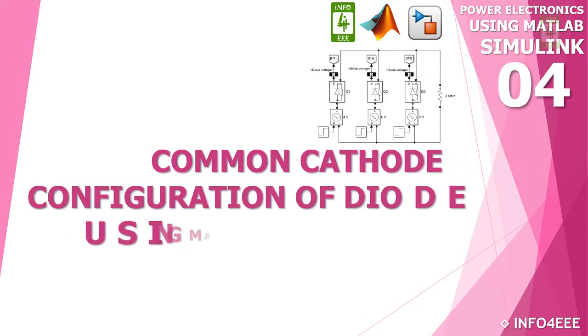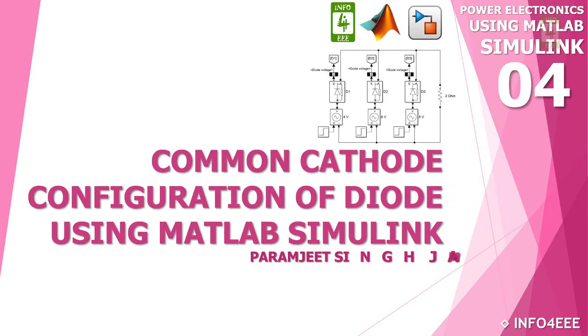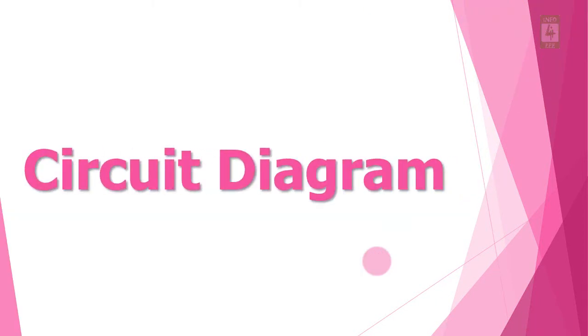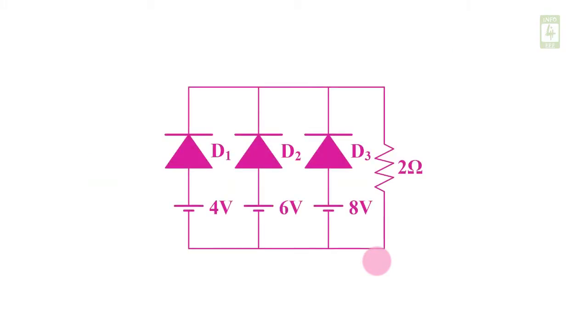Today we will discuss the common cathode configuration of diode using MATLAB Simulink, and you are with Paramjit Singh Jamwal. First of all, we will discuss the circuit diagram of common cathode configuration of diode. For this, we are considering three diodes D1, D2, D3, and the cathode of which is connected at a single point. That's why it is known as common cathode configuration of diode.